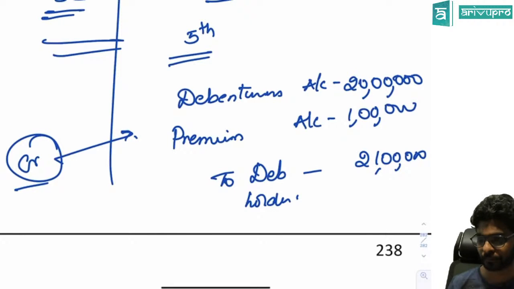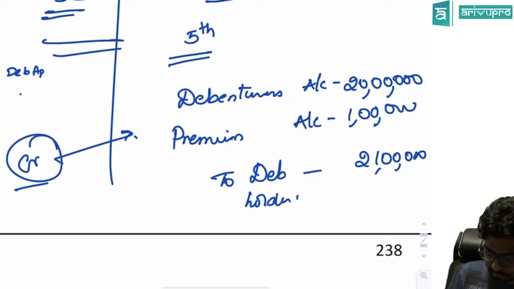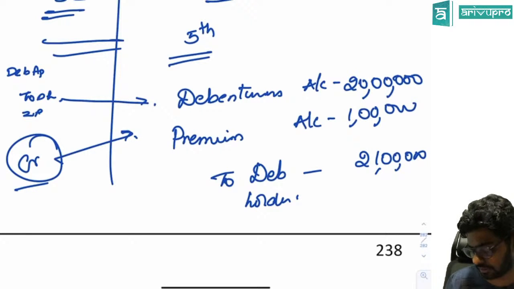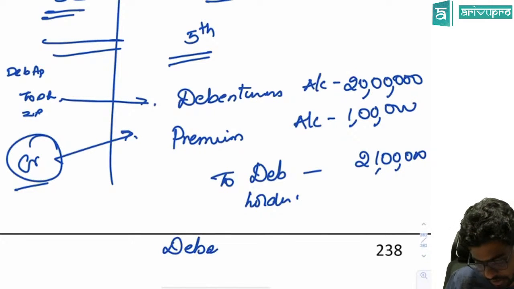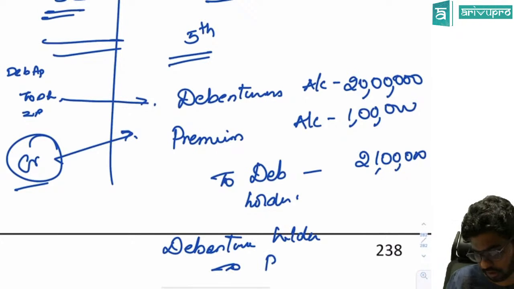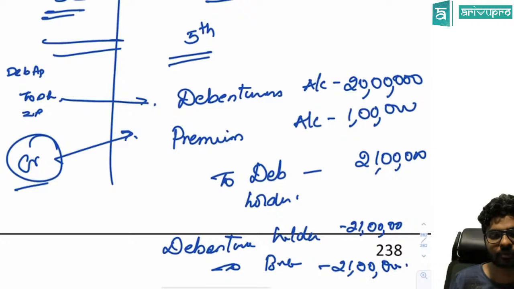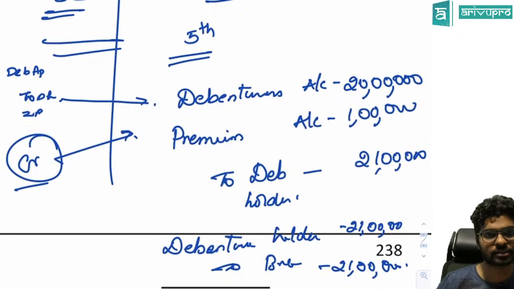Guys, are you clear? So whatever journal entry I did here, that is debenture application to debenture holders to premium, that gets reversed while paying it. So then the journal entry becomes debenture holders to bank 21 lakh. This is the entry on redemption. Are you guys clear with this?